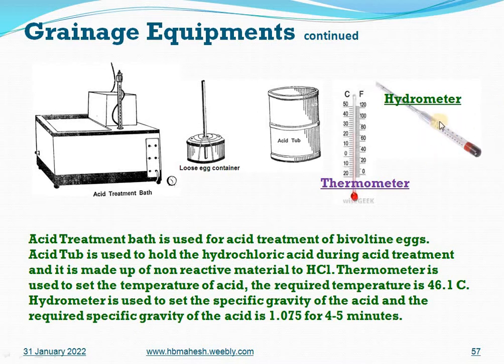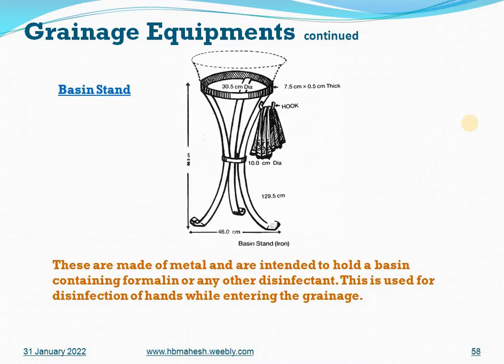And this last one is the hydrometer. This hydrometer is generally used to check specific gravity of the acid or any other salt solution. But here, in acid treatment work, this hydrometer is used to check the specific gravity of acid. The required specific gravity of the acid is 1.075.